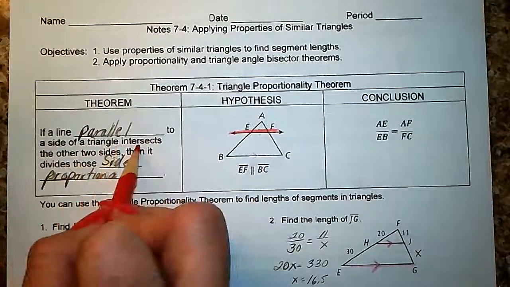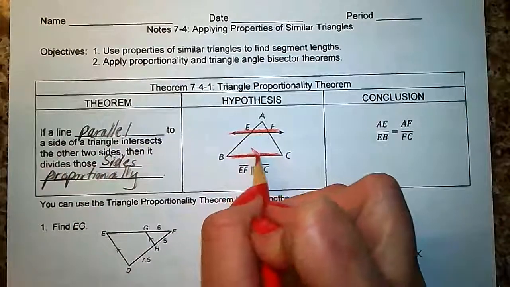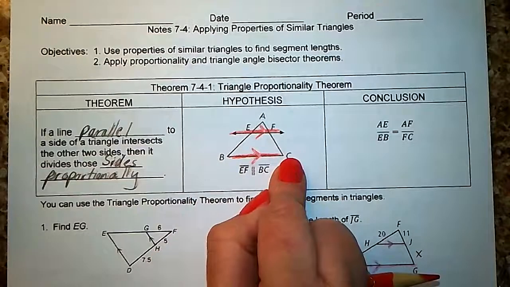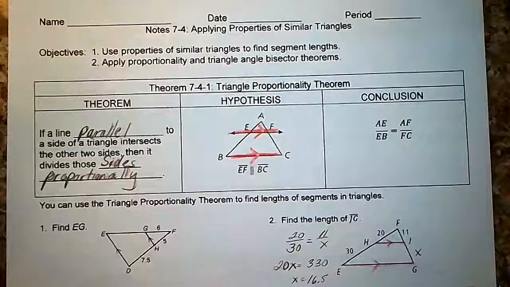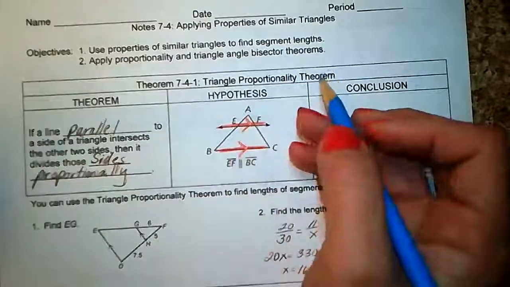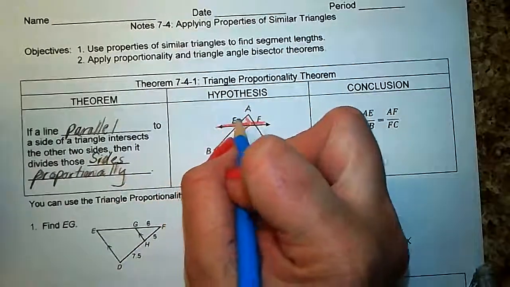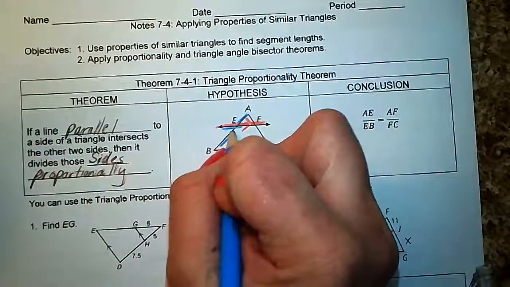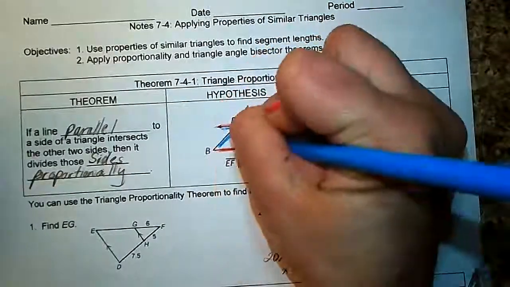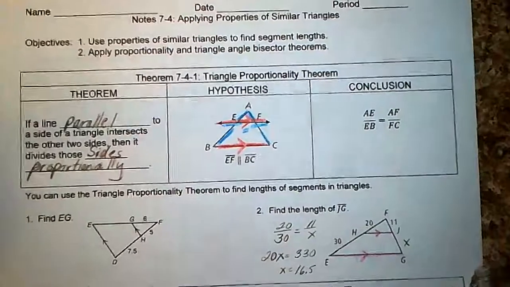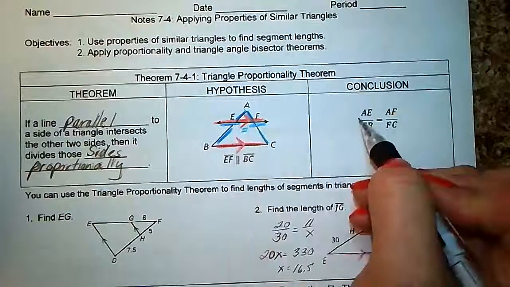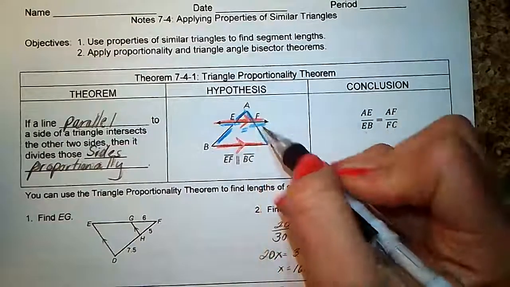to a side of a triangle, okay, so these two lines are parallel here. We got a line here that intersects and it's parallel to another side of a triangle. Then what it will do is it will divide the two sides. It will actually divide the triangle proportionally into two sides. It's going to divide this side here over this side is going to equal this side over here, right? So we have AE over EB is equal to AF over FC.